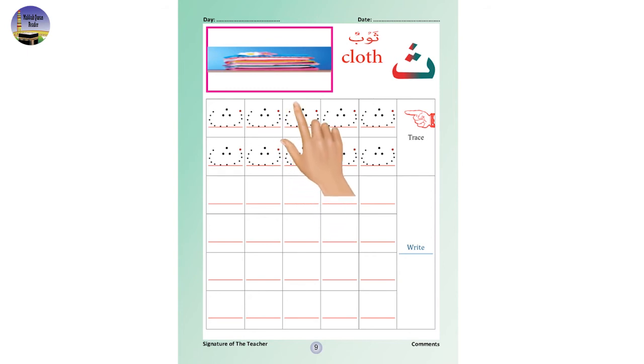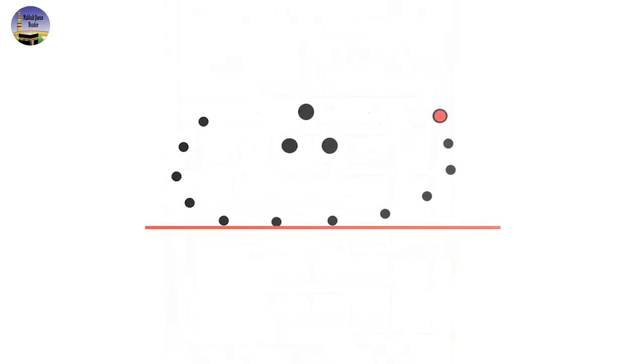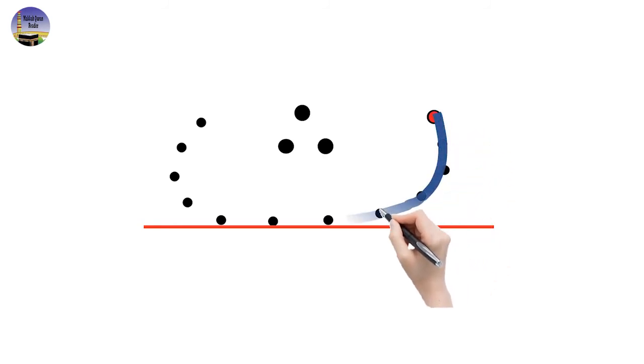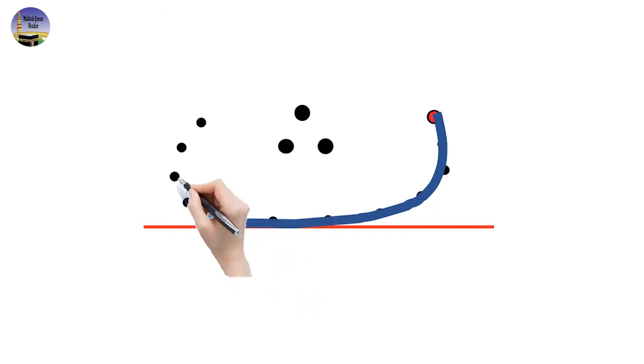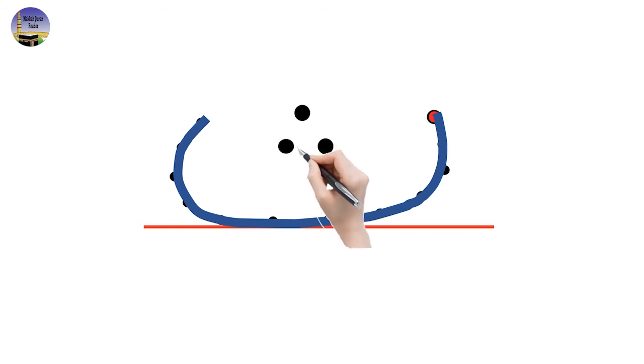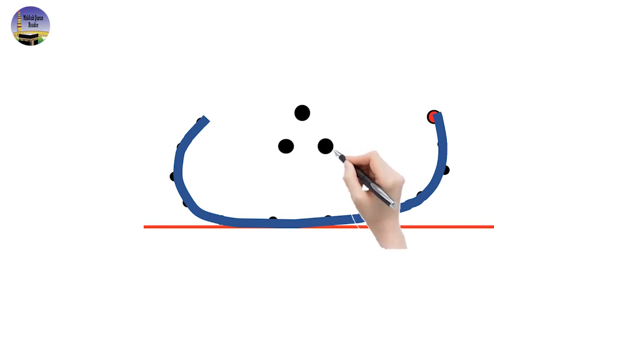Remember, we have to maintain the red line. Start from the red dot, make a curve, go left, touch the red line, make another curve, and give 3 dots above the letter. Sa. Sa for saubun. Saubun means cloth.